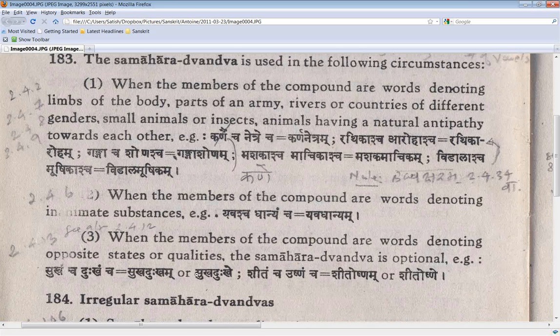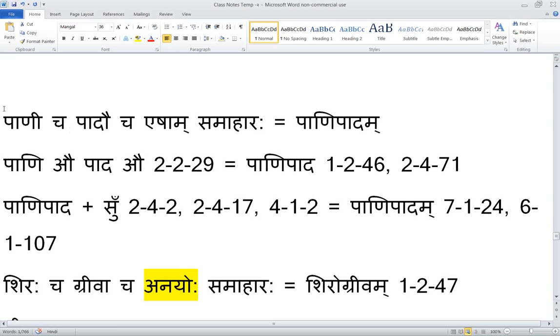Because you could always make sukha dukkham and sukha dukkhe. So the idea is that yes, you can make that, but only if it's adravya vachina. If you make it, shitoshne udake staha, it's hot and cold water. In that case, you have to make only itaritara yogaha.